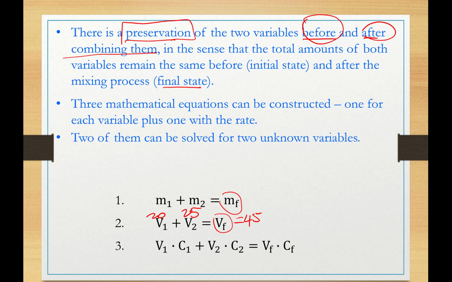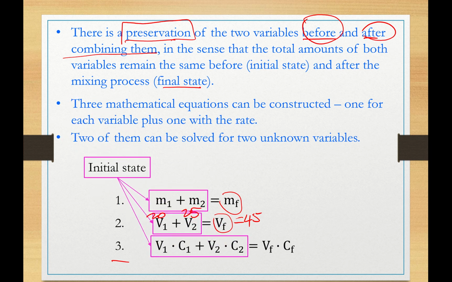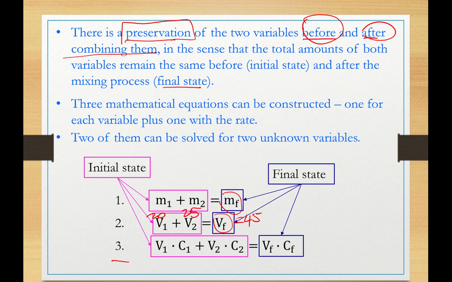So the requirement of this type of variables is that there's no chemical interaction that will result in a shrinkage of the volume, for example, or an expansion of the volume. So there's no chemical interaction that would cause the final volume to deviate from the summation of the two volumes. And of course, the third equation contains the rate, and that would be V1 times C1 plus V2 C2 equals VF CF. So the left side of our equations here is always the initial state, and they contain the variables before mixing. And the right side of our equation contains the resultant variable after mixing.